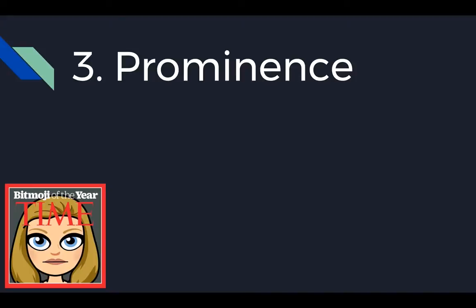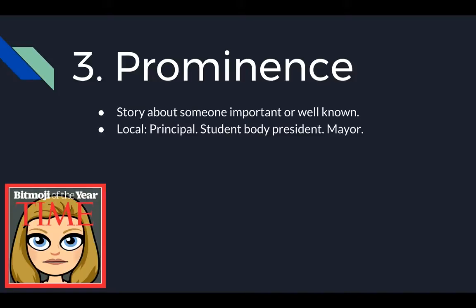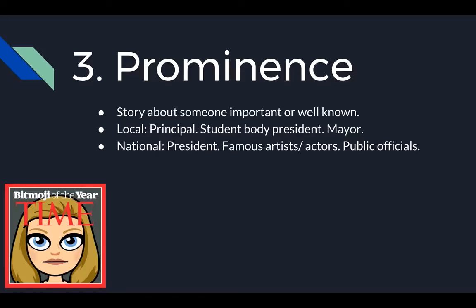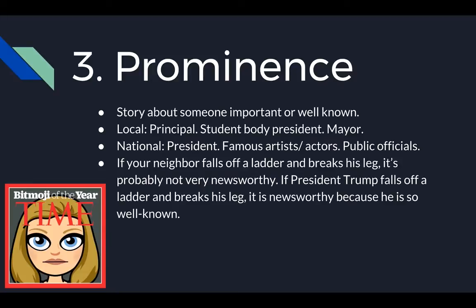The third one's prominence. It's a story about someone important or well-known, a prominent figure. Locally, that could be a principal, a well-known student, maybe student body president, or a mayor. Nationally, that could be the president, any famous artists, actors or celebrities. Public officials are very prominent people, people who are well known. So why does this matter? If your neighbor were to fall off a ladder and break his leg, that's probably not very newsworthy. However, if President Trump fell off of a ladder and broke his leg, that's newsworthy just because he's so well known. People want to know what's happening to those well-known people.